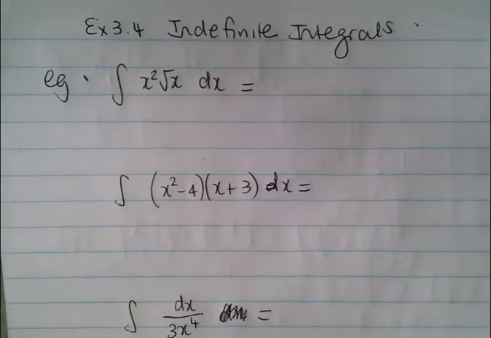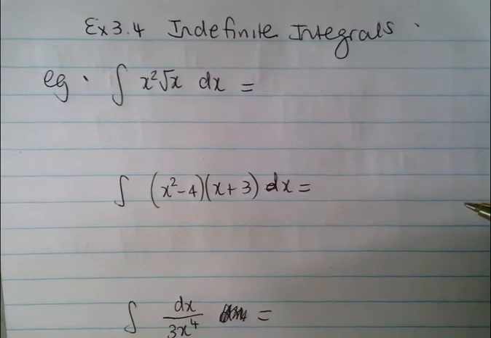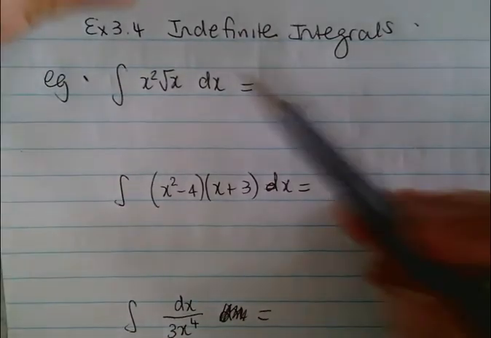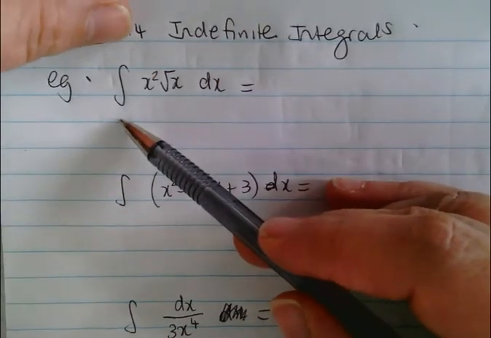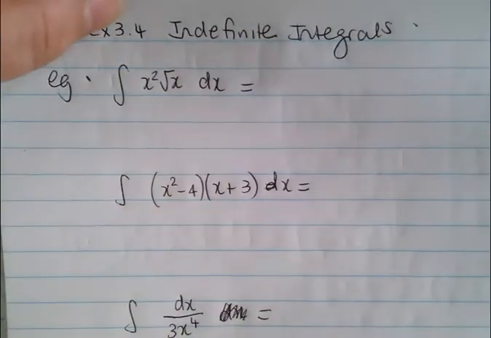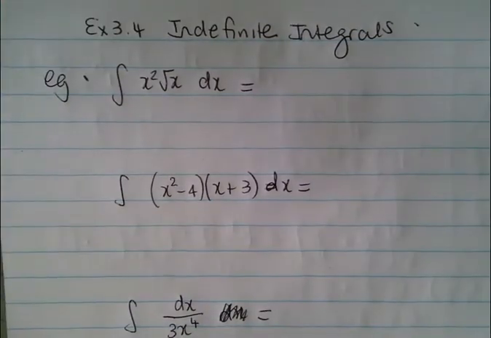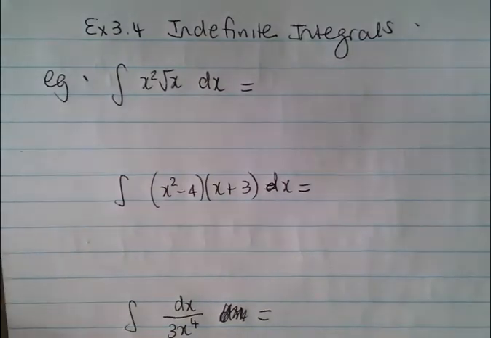Just 3 examples. Exercise 3.4, indefinite integrals. We've done primitive. This is the same thing, just writing it a different way. Notice there's no numbers, so this is an indefinite integral. You've got to put plus c. Exercise 3.4 is what we were doing yesterday. The only difference is instead of them saying find the primitive function of, we just put the integral symbol.